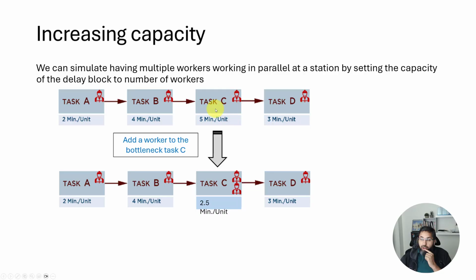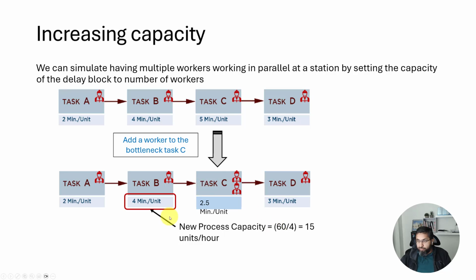But what happens if we add an additional worker here, double the capacity of C? Then task B becomes the bottleneck, and the new capacity should be 15 units per hour instead of 12 units. So before we added a worker, our bottleneck was stuck at 12 units per hour, and after we added the worker, task B should become the bottleneck, and our capacity should go up from 12 to 15 units per hour. So let's test that.